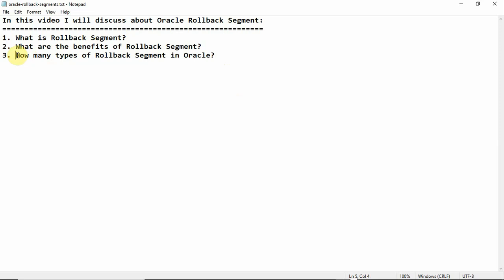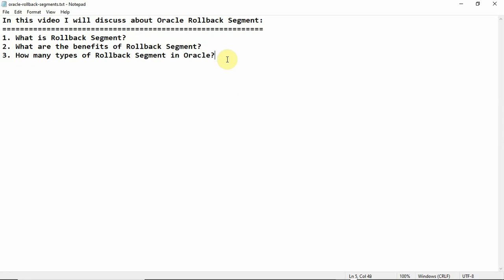And number three is how many types of rollback segment there are. There are two types of rollback segment. First one is private rollback segment. What is private rollback segment? Private rollback segment works when there is a single database instance or single server. And another is public rollback segment.